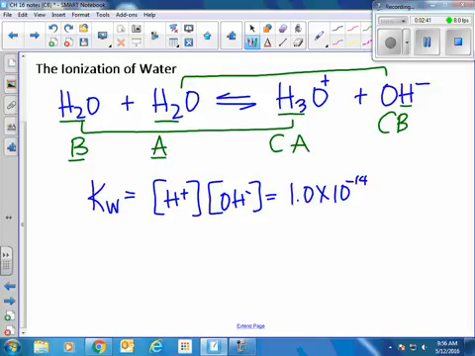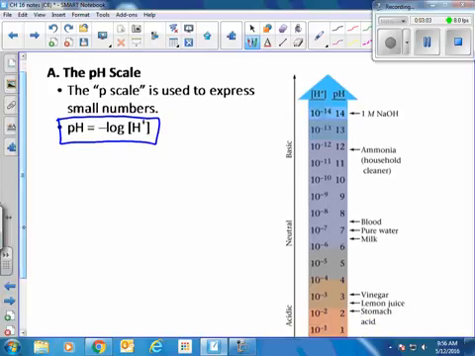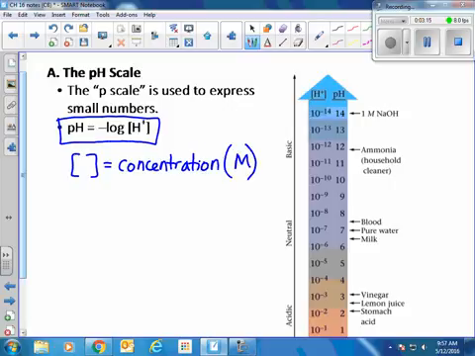Okay, so moving on to the pH scale that I've been mentioning. Here it says the P scale is used to express very small numbers. I know that some of you mentioned yesterday that you're not super comfortable with using logs, but that's as difficult as it's going to get in here, just punching it in your calculator. So the pH is equal to the negative log of the hydrogen ion concentration. Again, when you see those brackets, it means concentration. And as we studied in the last chapter, we know that that is equal to its molarity.